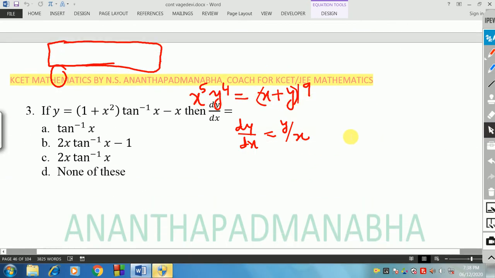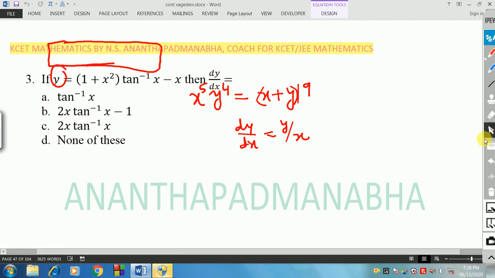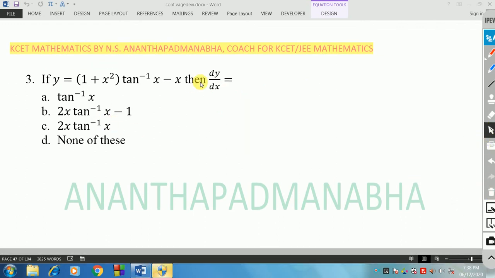Next question is y is equal to 1 plus x square into tan inverse of x minus x. Then dy by dx is equal to tan inverse x, 2x into tan inverse x minus 1, 2x into tan inverse x, and none of this. So let us consider the given expression, that is y is equal to 1 plus x square into tan inverse of x minus x here.